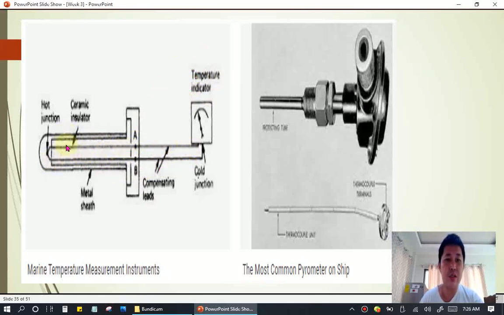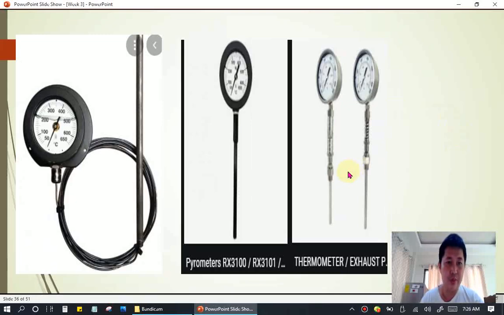So this is what it looks like. This is what I mentioned a while ago, that this is wired. As you can see, this is a sensor that is mounted to the individual exhaust pipe, and this is the thermometer, which is glycerin filled. As you can see here, there is a fluid inside. So glycerin filled.